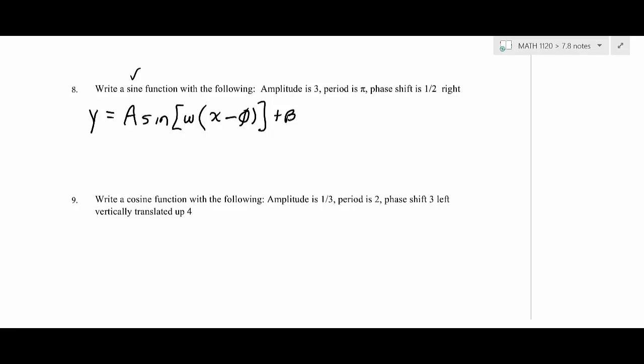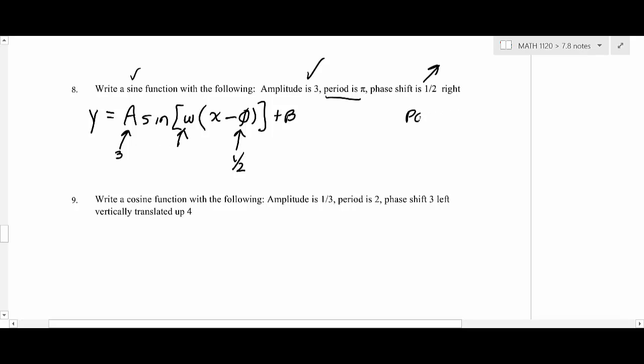So let's kind of see where we're at and see what we can plug in then. So we have an amplitude of 3. So that means 3 is going to go in there. Okay, we have a phase shift of 1/2 to the right. So a half's going to go there, like that, and it'll be minus if it's going to go to the right. And then what we got to do is we got to figure out the period of pi. So you have to figure out what omega is, and then we're done basically.